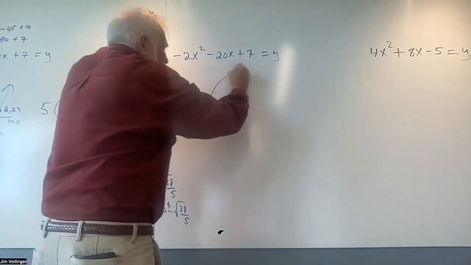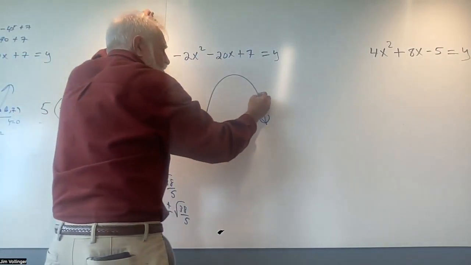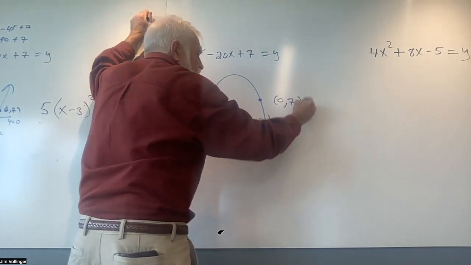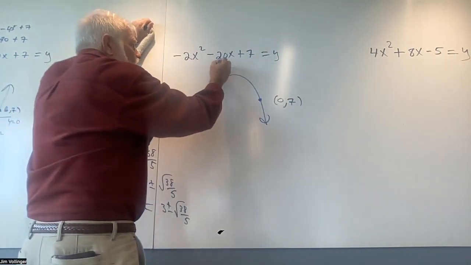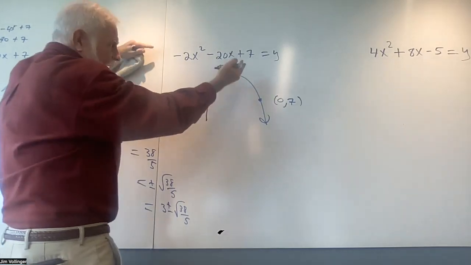Minus 2, cup shape down. I'm on the decreasing side at 7. I guess I like 0, 7. Therefore, I know this is a negative number. If it's not, I've made a mistake.